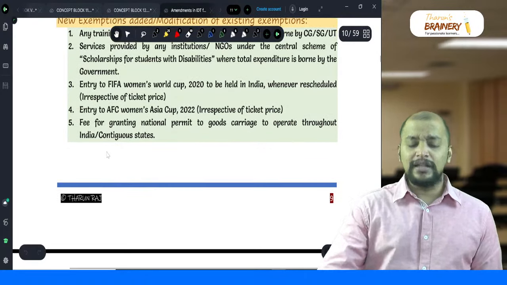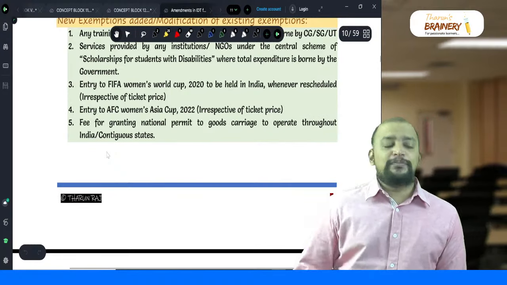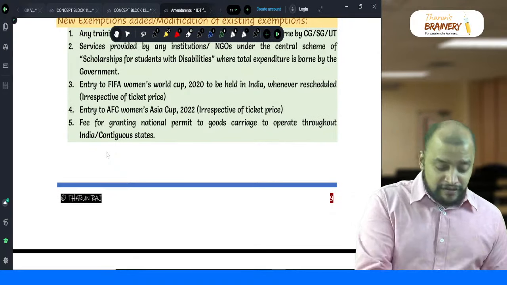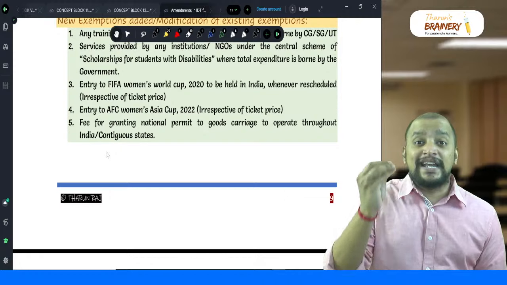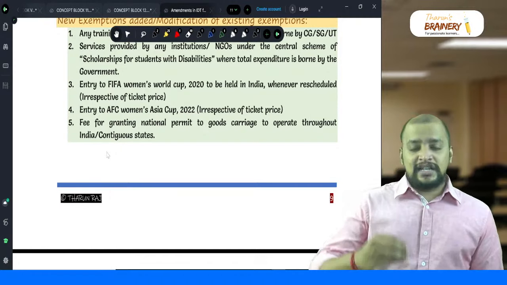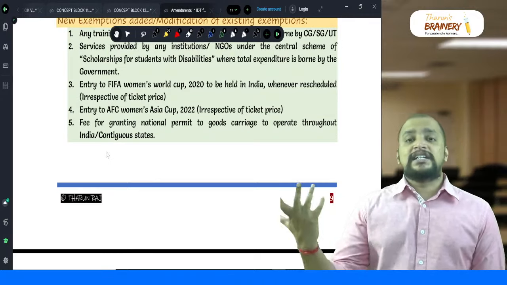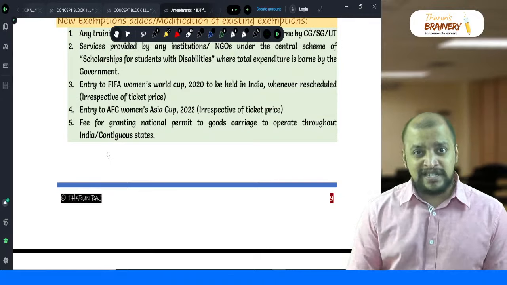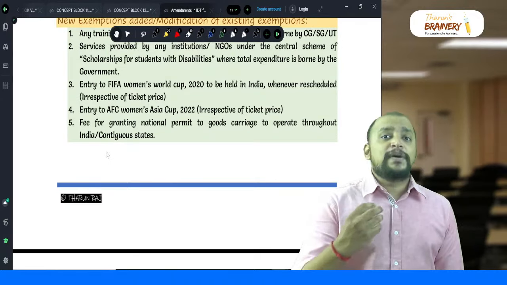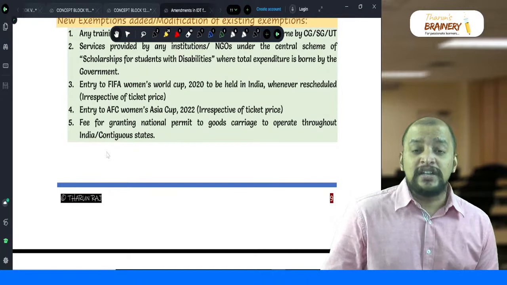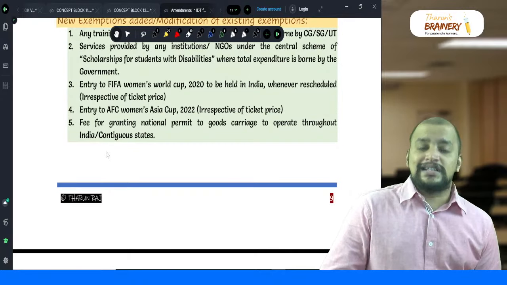Okay. Then fee for granting national permit. Generally, when vehicles are going from one place to another place, they will be taking a national permit. That is when they are crossing from one state to another state. Or if they are going through multiple states, being in the transportation business, they will take a national permit or permit for crossing one state to another state. So that permit charges collected is exempted.